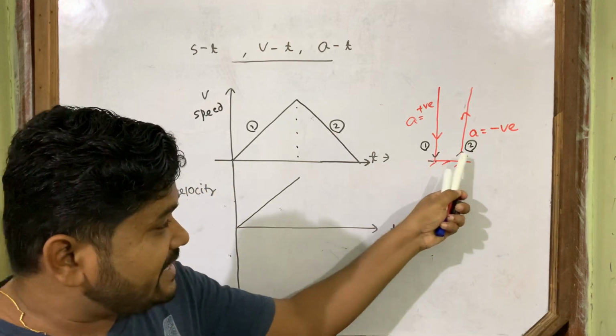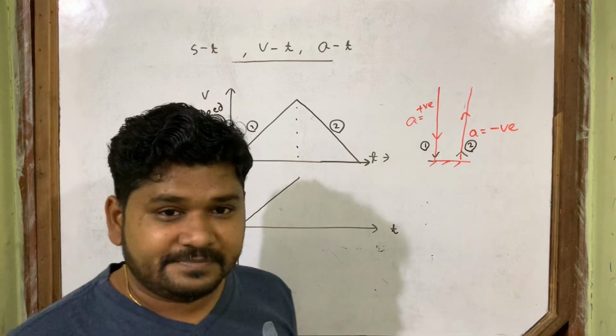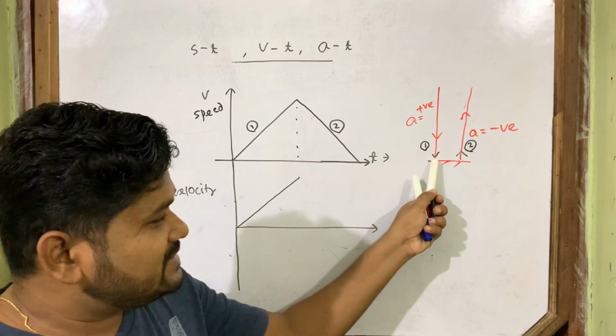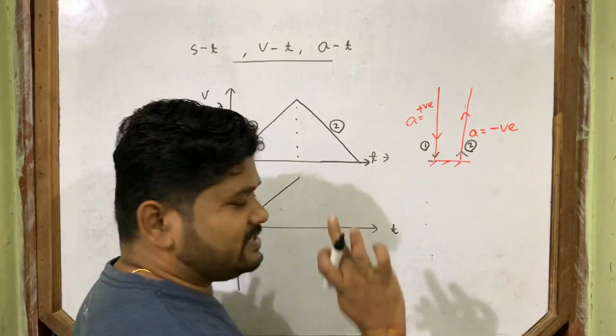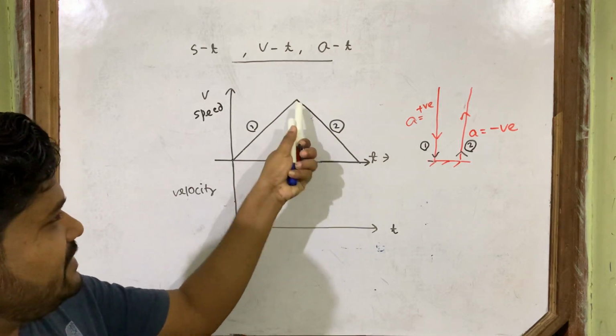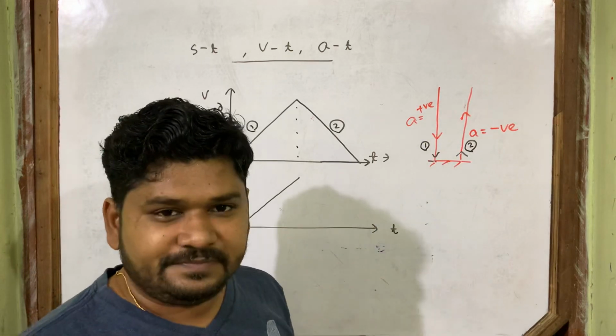The speed is the same, but what is different between these two arrows? Can you mark what is different? The direction is different. Both have the same speed. Its end is its starting point. Where is the end of this graph? That is the starting point of this graph. So its end is its starting point.